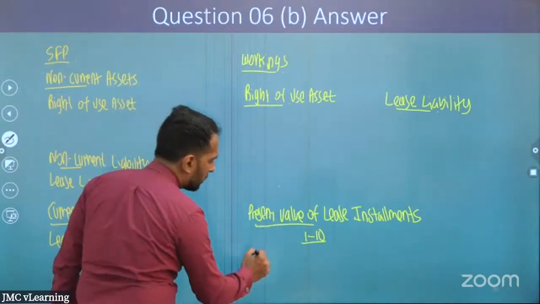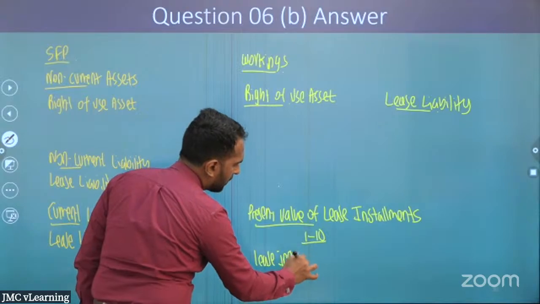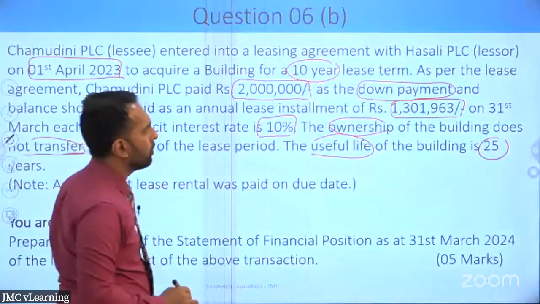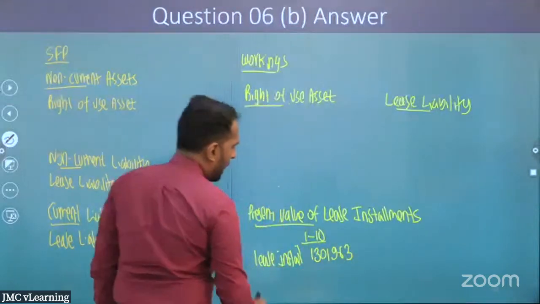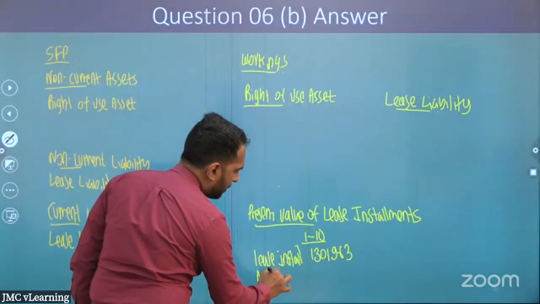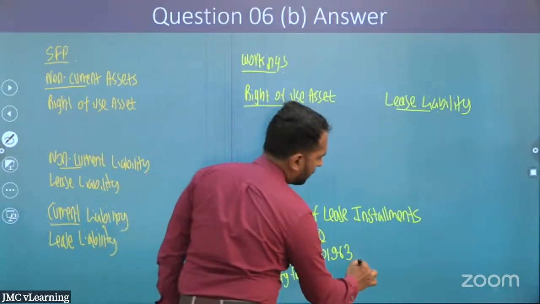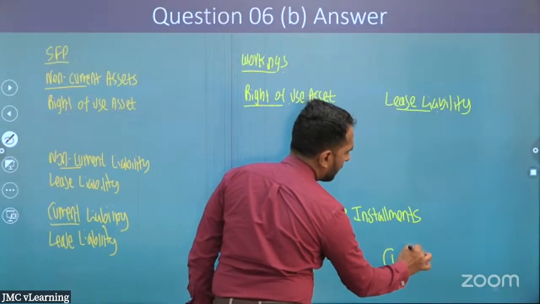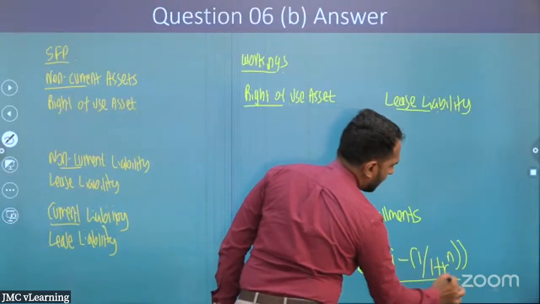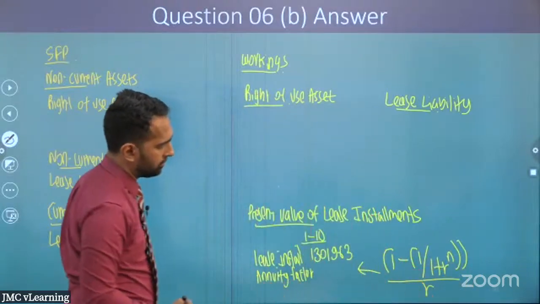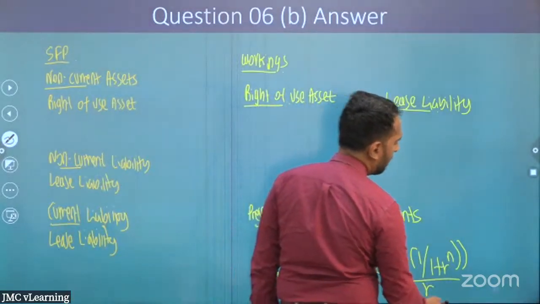So take one installment. Take the lease installment. That is 1,301,963. And multiply by the annuity factor. You know the annuity factor? 1 minus 1 divided by 1 plus r to the power n, entire thing divided by r.